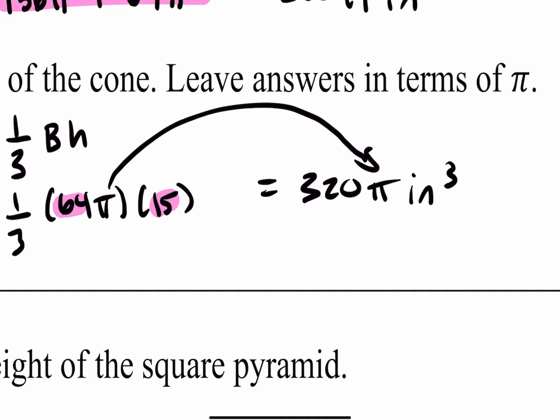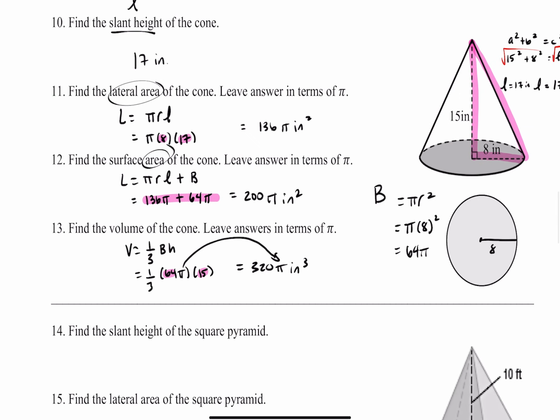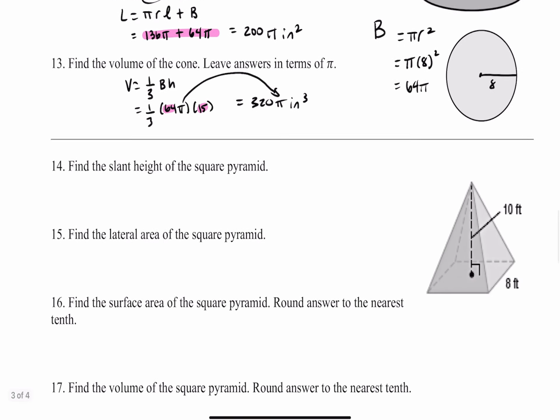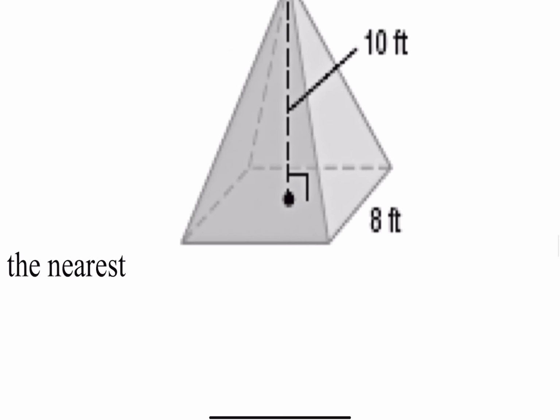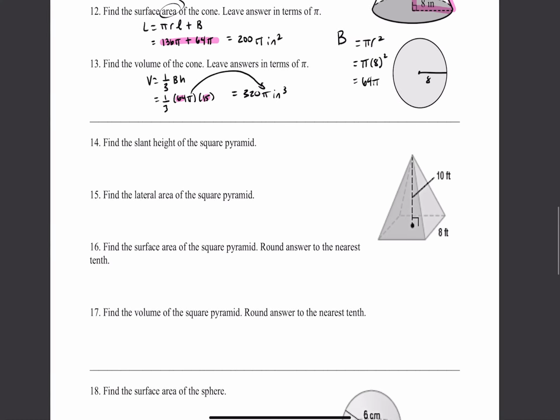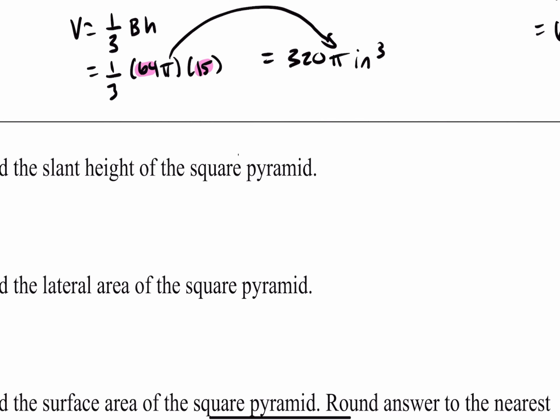All right, so we just figured out 10 to 13. We're going to go ahead and move on to this three-dimensional figure here. 14, find the slant height of the square pyramid. All right, so what do I know? It's a square pyramid. Super important. That means that the base of the pyramid is indeed a square. So when you have a square, y'all, that means that all the sides are congruent.